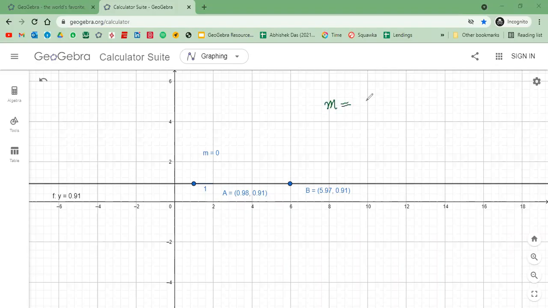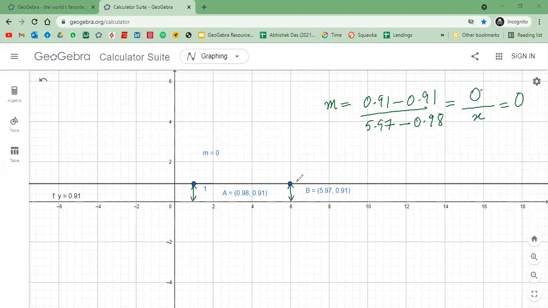So m is equal to y2 minus y1, 0.91 minus 0.91, divided by 5.97 minus 0.98. You will notice that the numerator becomes 0 and it will have some value in the denominator. Nevertheless, since the numerator is 0, the slope is equal to 0. The slope is equal to 0 because the height of this line from the x-axis remains the same, right?